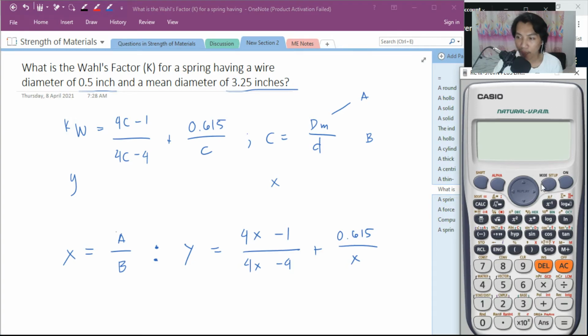Press it on the calculator. Alpha X, alpha equals. There, alpha A. Alpha B. And then the semicolon, which is beside the DDX. Alpha Y, alpha equals 4 alpha X minus 1 over 4 alpha X minus 4 plus 0.615 over alpha X. Then calculate. What's the value of A? Sir, 3.25 inch. What's the value of B? Sir, 0.5.